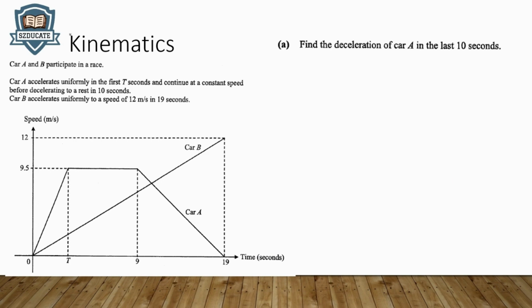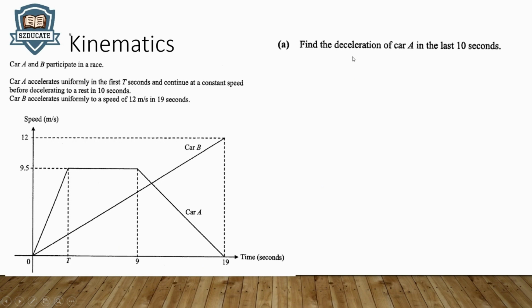Car A accelerates uniformly in the first t seconds and continues at a constant rate before decelerating to rest. You can see this shape that looks like a trapezium; that is car A. Car B is the one that is a straight line throughout. Find the deceleration of car A in the last 10 seconds. That means the last 10 seconds, from t equals 9 to t equals 19.